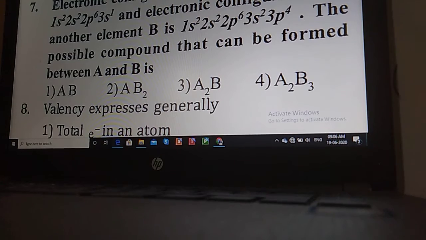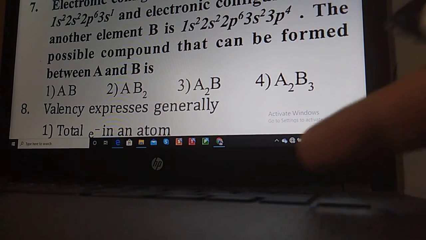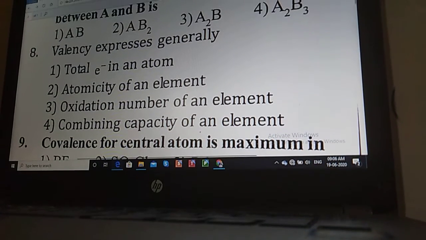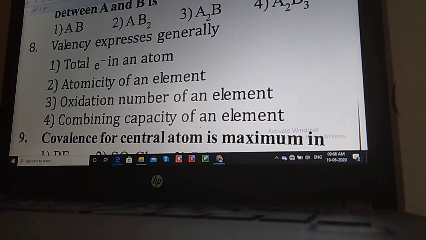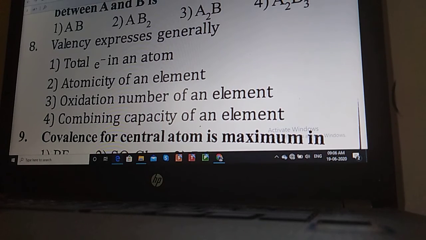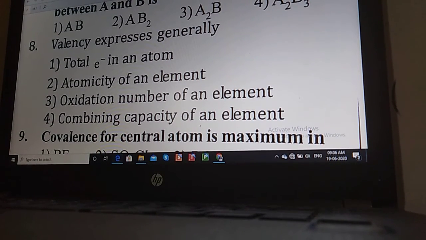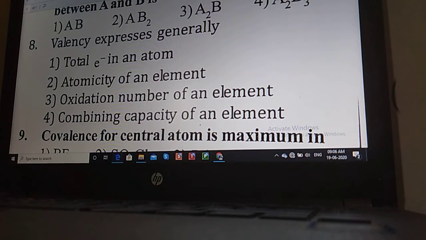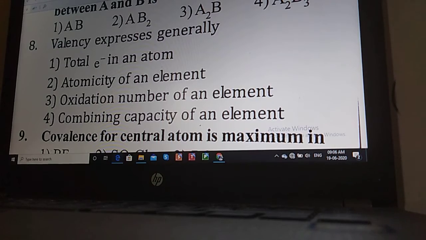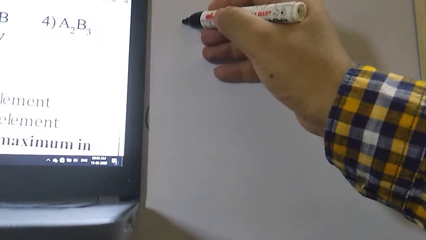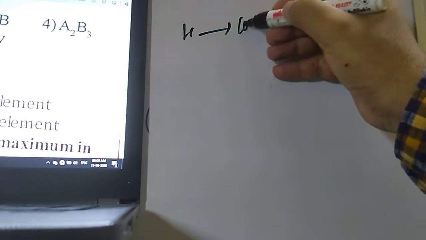Now let us move to question number 8, student, and try to find the option. What is valency generally expressed as? First option, total electrons in an atom. Wrong, student. Valency means combining capacity, how many bonds it is forming. Second, atomicity of an atom. Wrong. Oxidation number of an atom. Wrong. Combining capacity of an element is the valency. Suppose, for example, hydrogen is there, its combining capacity.